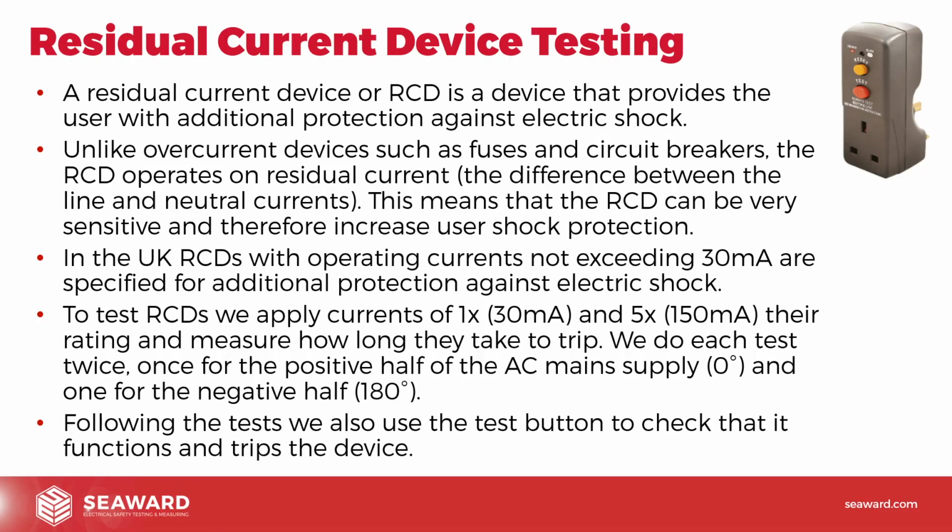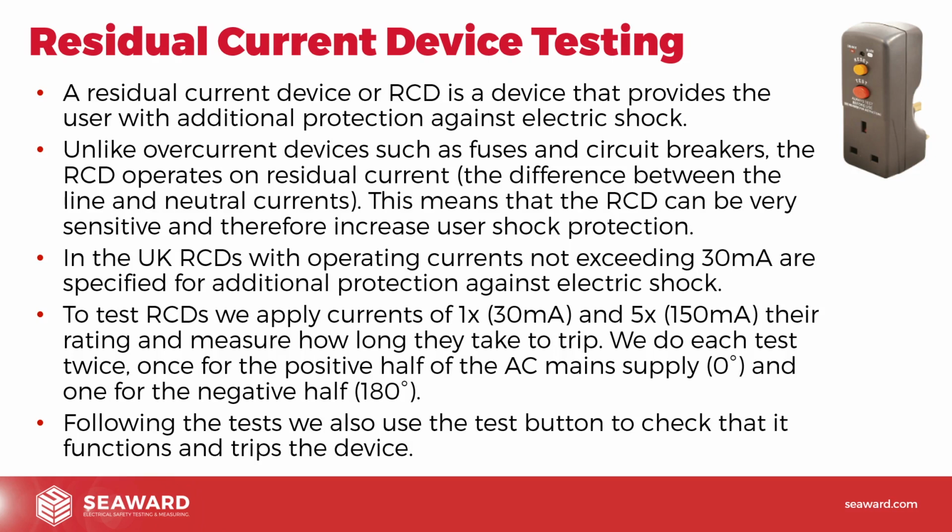So the last thing we're going to look at today is the residual current device testing, actually testing RCDs. So a residual current device, or RCD, is a device that provides the user with additional protection against electric shock. Unlike overcurrent devices such as fuses and circuit breakers, the RCD operates on residual current. That's the difference between the line current and the neutral current. This means that the RCD can be very sensitive and therefore increase the user's shock protection. In the UK, RCDs with operating currents not exceeding 30 milliamps are specified for additional protection against electric shock.